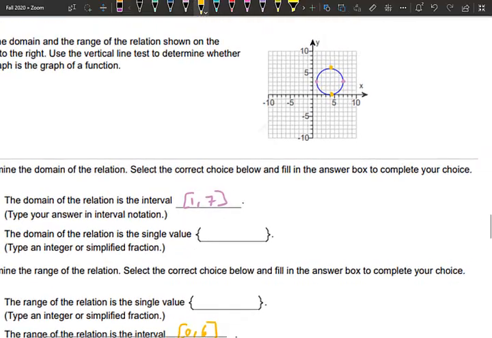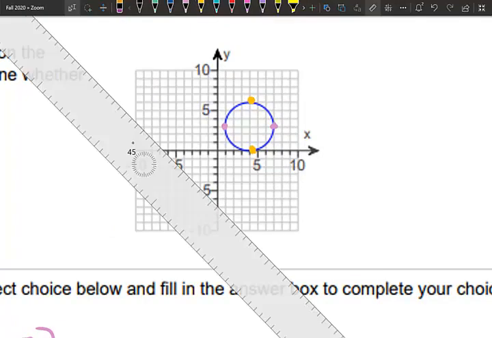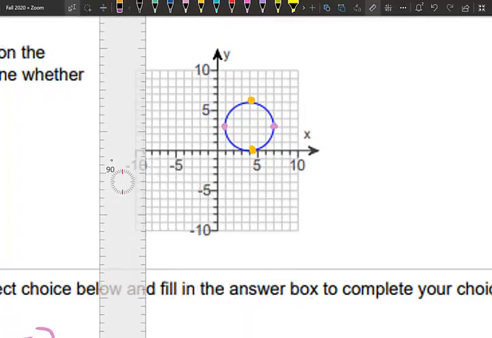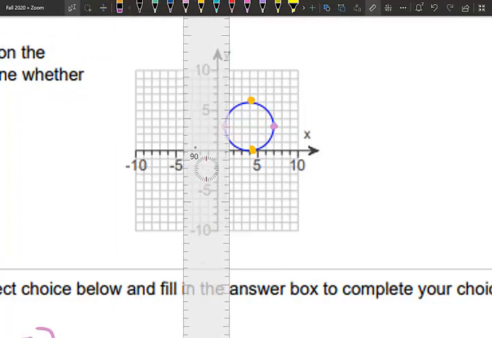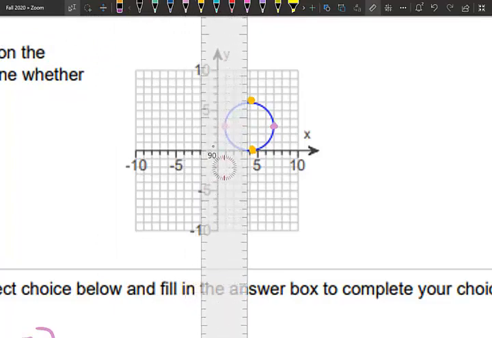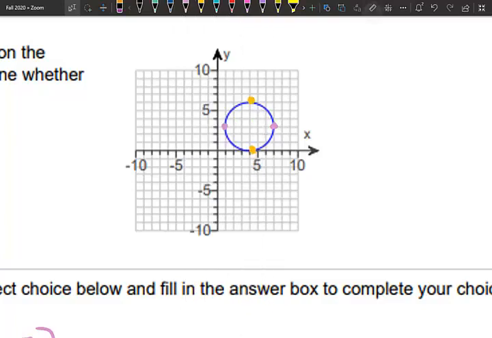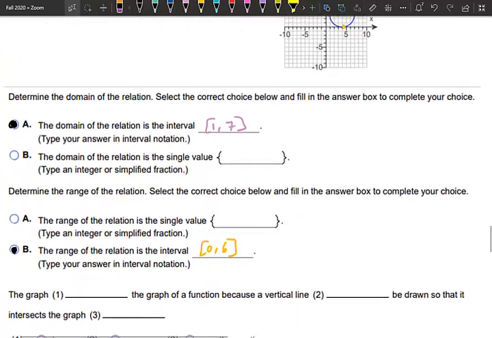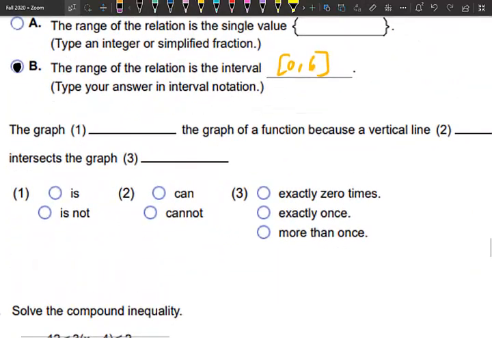So how do we know if this is a function or not? We use the vertical line test. I like to use a ruler. So I bust out my ruler, and you see how the blue graph hits the ruler more than once at a time? You see how it hits twice all the time? That means it's not a function. So the graph is not the graph of a function because a vertical line can be drawn so that it intersects the graph more than once. That part is always going to be the same. You just need to figure out 1 and 2.